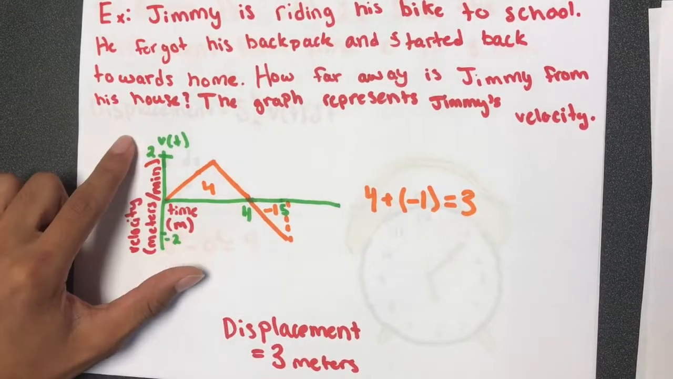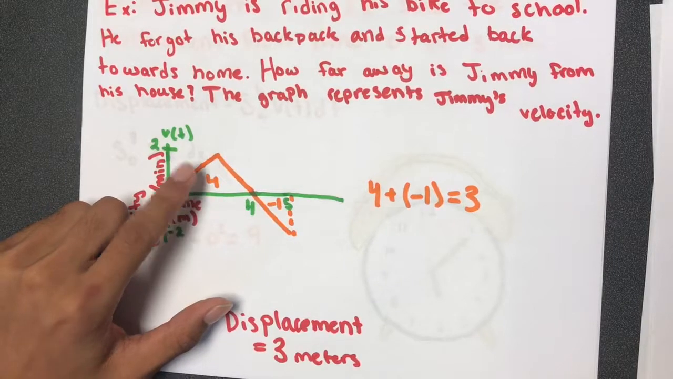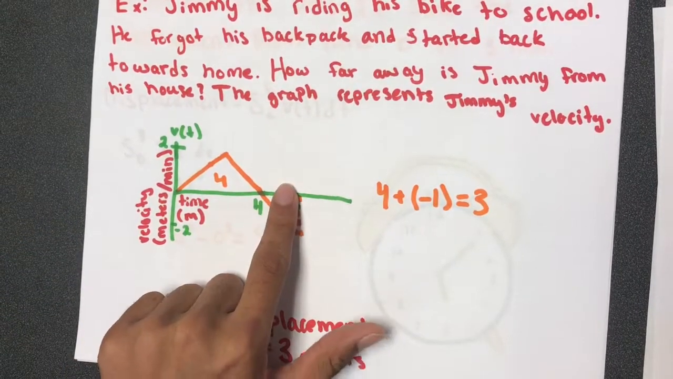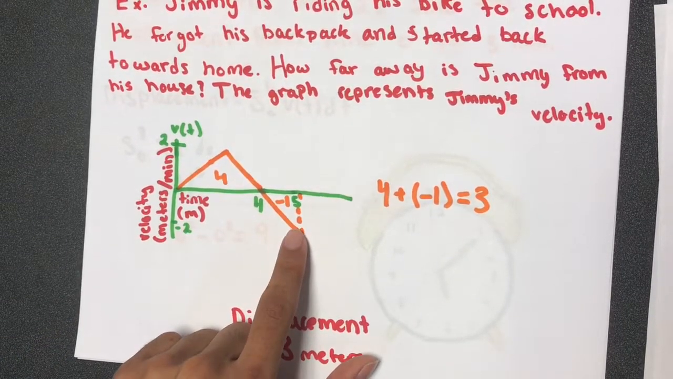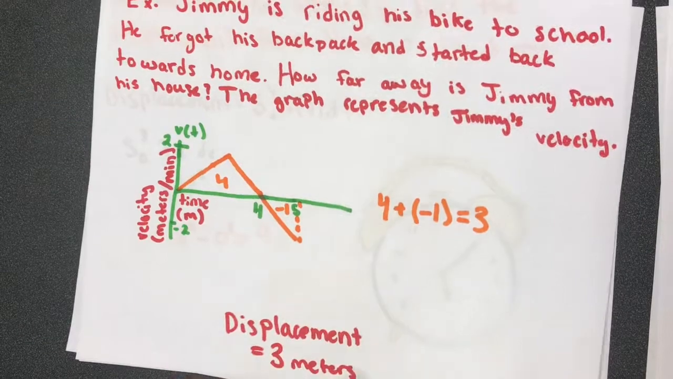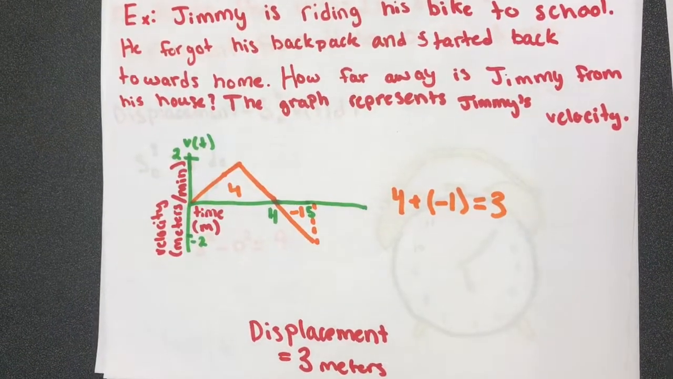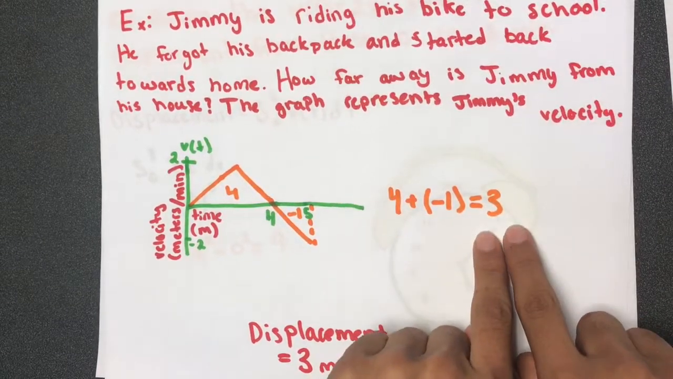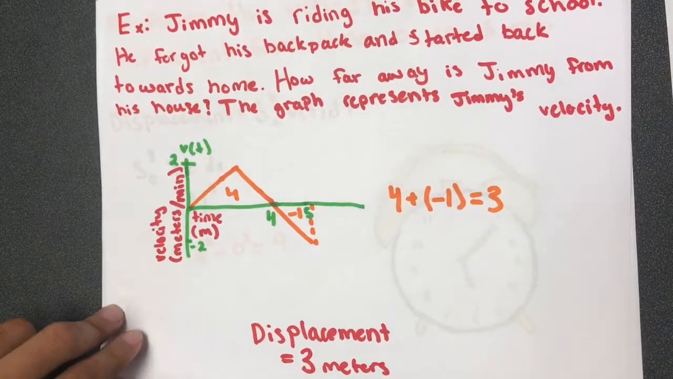We do 4 times 2, which is 8, divided by 2 equals 4, the area of the first triangle. Then we do 5 minus 4, which is 1, times -2, which is -2, divided by 2 equals -1. So the area of the bottom triangle is -1. We then add both of the areas together to get 3. So the displacement is 3 meters.